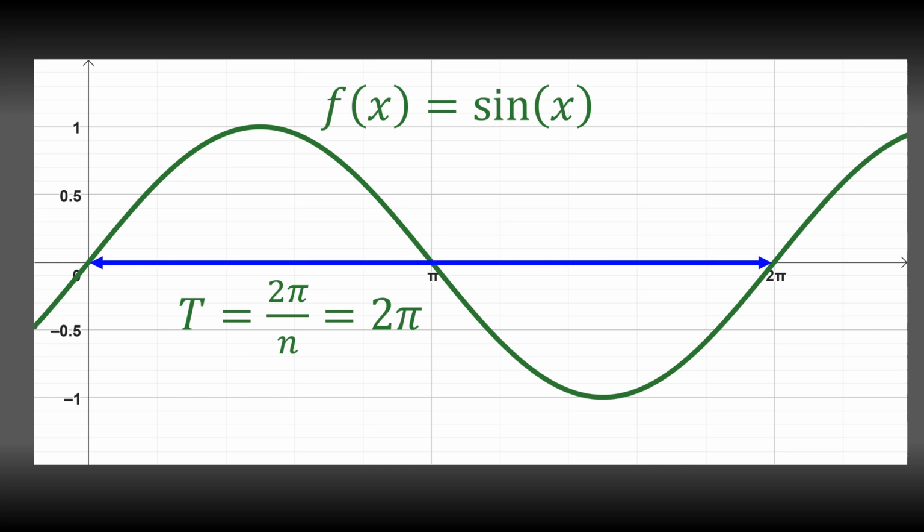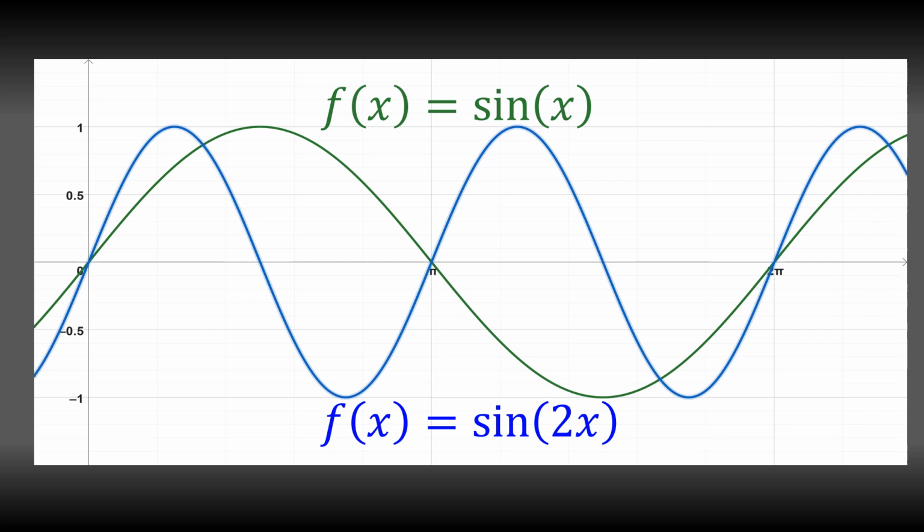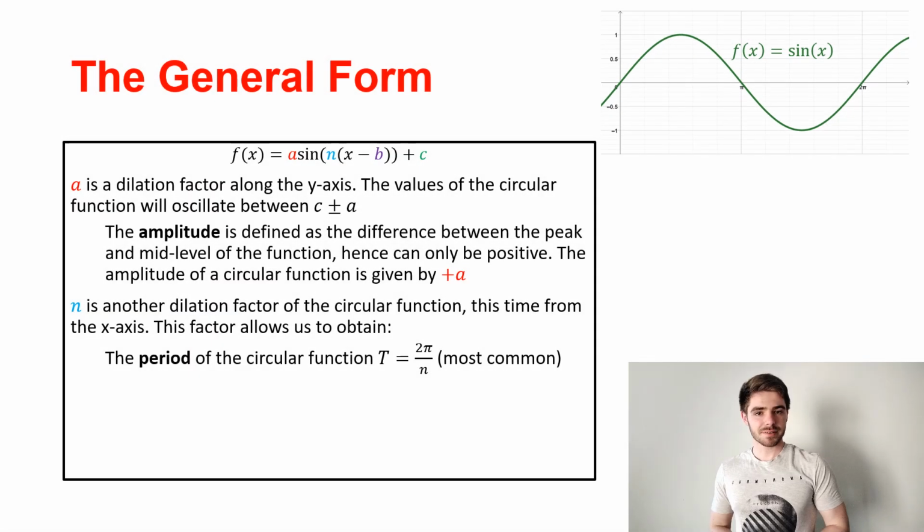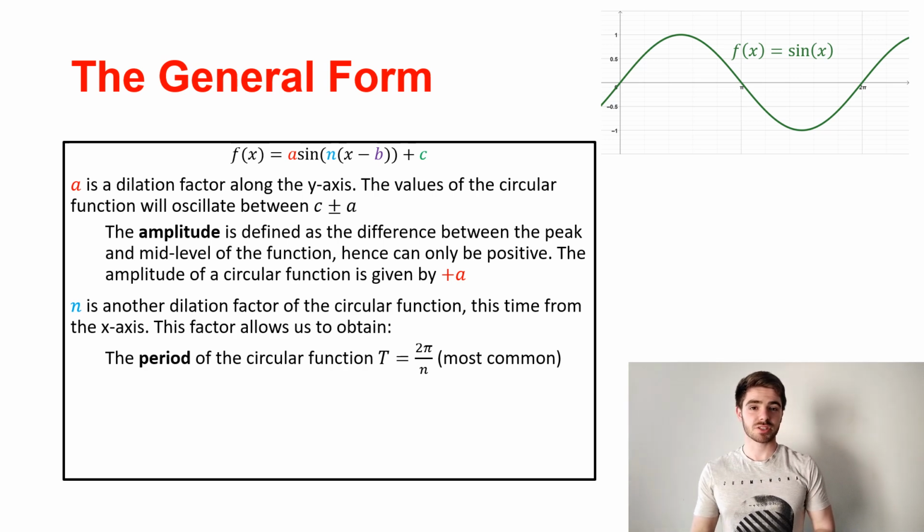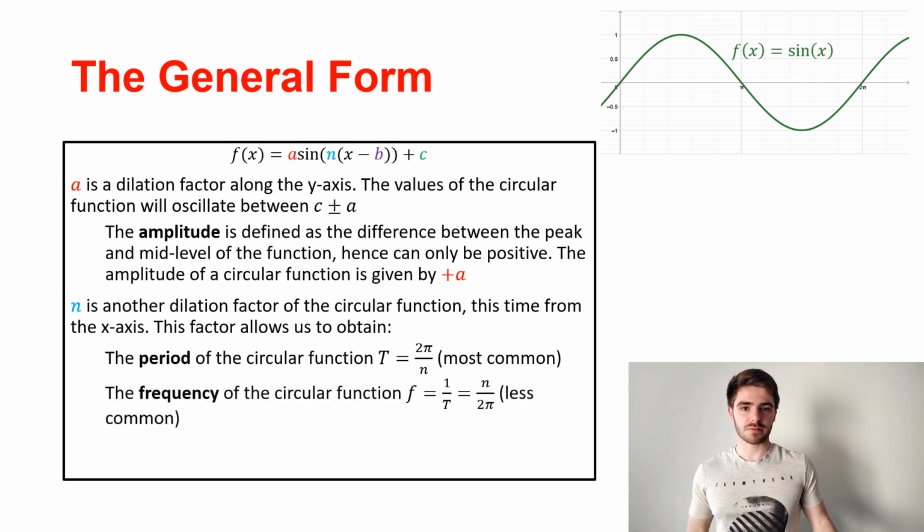Now, let's look at sin 2x. In this case, the period is 2 pi divided by 2, which just simplifies to pi. And sure enough, if we have a look at this graph, we can see that now a full cycle is completed in pi. In Math Methods, most of the time you'll be asked to find the period of a circular function. But in the real world, and if you're studying physics, you'll often be asked to find the frequency of a circular function.